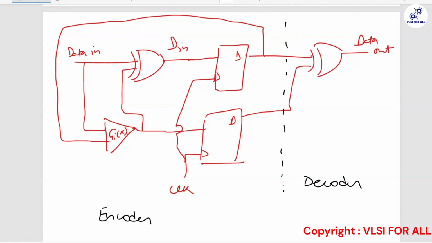Okay, so what happens is bus inversion coding is a technique that we use in digital circuits or VLSI design to reduce power consumption whenever we are sending high speed data buses, right?